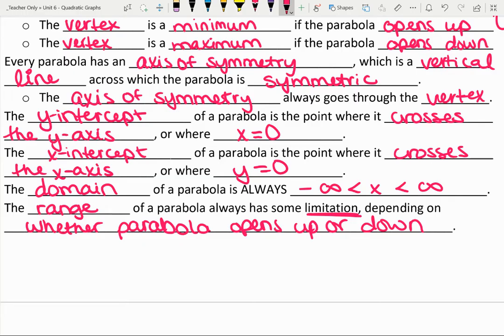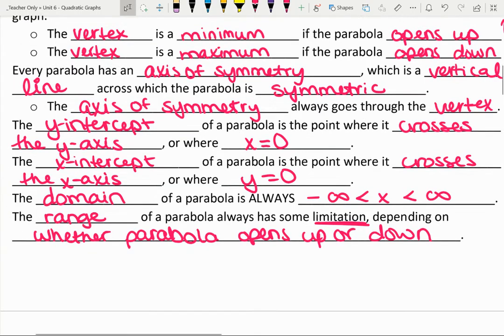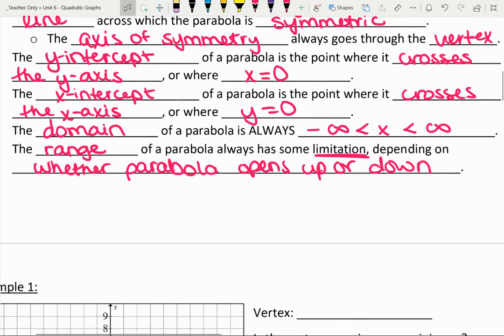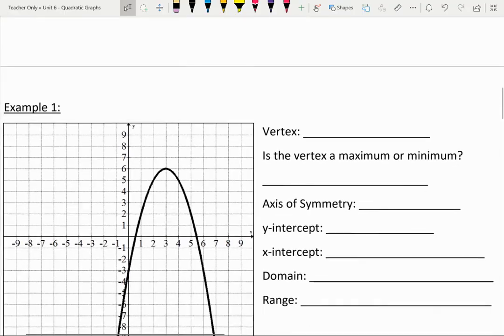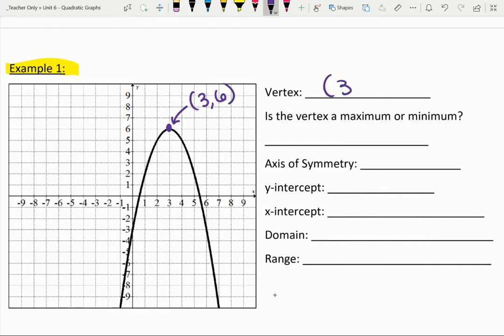So we're going to do some examples together just to remind us of some of these key features we already know, and then get to know vertex and axis of symmetry a little bit. So if I scroll down a bit, example 1. I've got this lovely parabola here, and I'm going to identify some features. So first of all, my vertex. Well, my turning point of my graph is right here at (3, 6). So that must be my vertex. (3, 6) is that coordinate point.